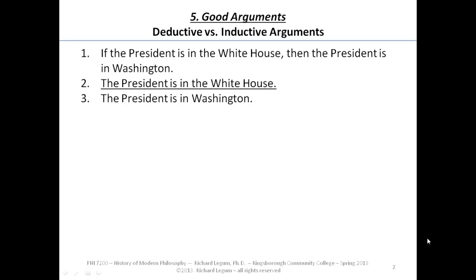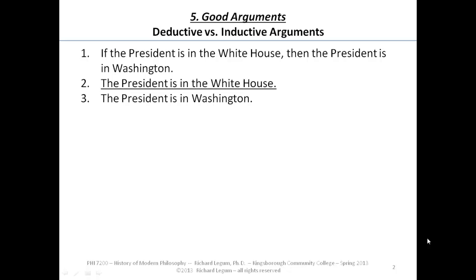If the president is in the White House, then the president is in Washington. The president is in the White House, therefore the president is in Washington. If you notice, the truth of those premises guarantees the truth of the conclusion. That is typically the way the world is, the White House is in Washington. So we know if the president's in the White House, he's got to be in Washington. So we know the first premise is true.